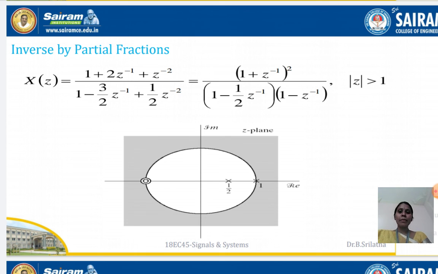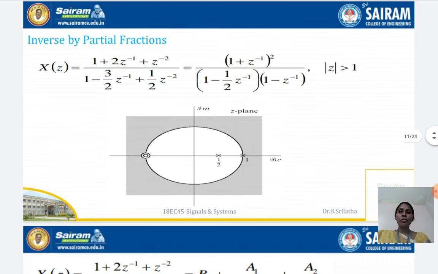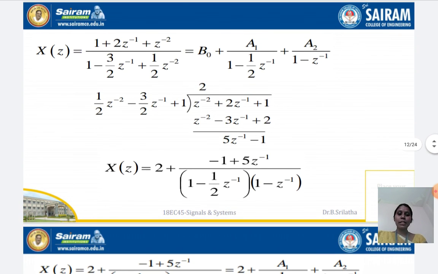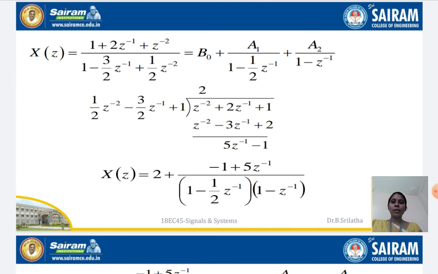In this example, the denominator degree is 2 and the numerator degree is also 2, so both are equal. The previous method can be applied only when the numerator degree is less than the denominator degree. The denominator degree should always be higher. If both are equal, we can't go for that method. So before applying that method, we have to go for the long division method. Now I am going to divide these two expressions.